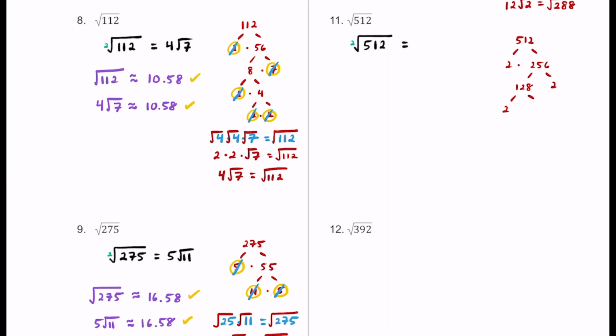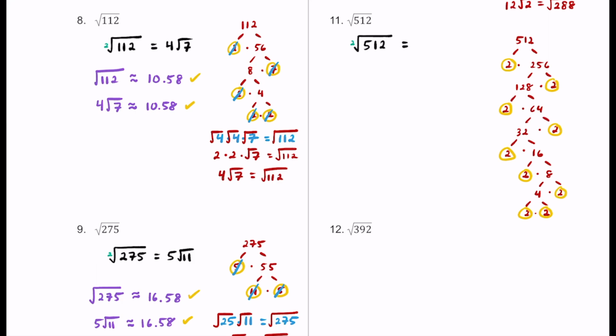256 can break into 2 times 128. 128 can break into 2 times 64. 64 can break into 2 times 32. 32 can break into 2 times 16. 16 can break into 2 times 8. 8 can break into 2 times 4. And 4 can break into 2 times 2. So that is a big tree for 512. We have 2, 2, 2, 2, another 2, another 2, another 2, another 2, and then one more 2 down here.